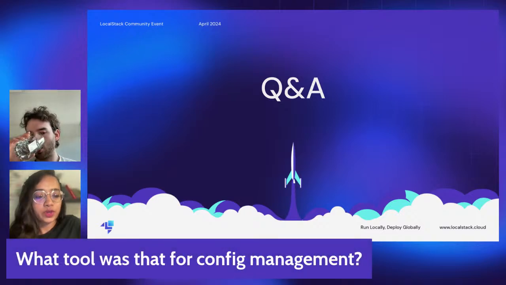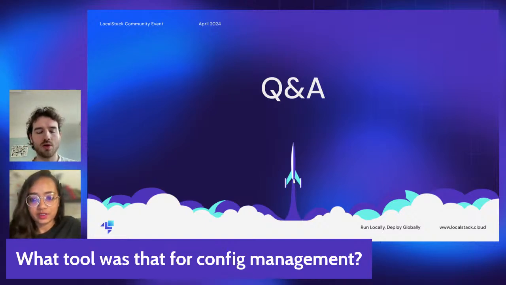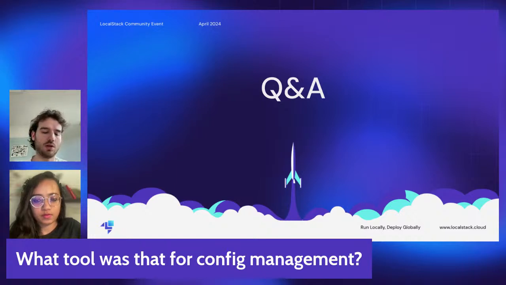So the next one is, what tool was that for config management? So we use Dynaconf. It's Python specific, and it basically allows you to have various profiles for settings. In this case, for example, we control the AWS endpoint URL for production and development. And it's really easy, right? Because it decouples the configuration from the environment, and hence your application code stays free from that and just imports it from the settings.